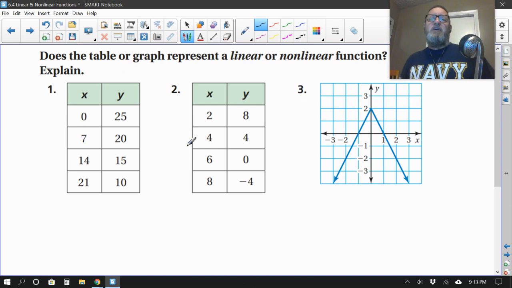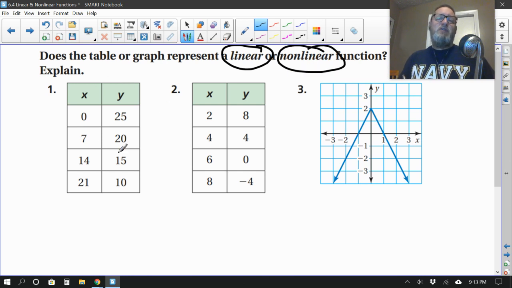Okay, here's our first few to try for ourselves. Do we have linear or nonlinear functions? All right. So in the table, remember what you do? We find out if our X's and our Y's have a constant rate of change. What are our X's doing here? 0 to 7 to 14 to 21. Well, they keep increasing by 7. What's happening with the Y's? 25, 20, 15, 10. Well, that looks like it's decreasing by 5 each time. So yeah, this is linear.